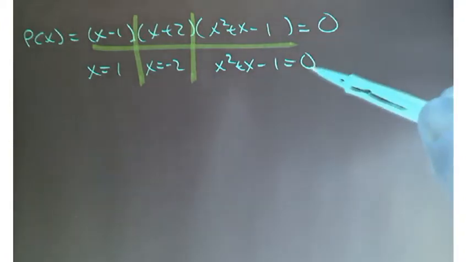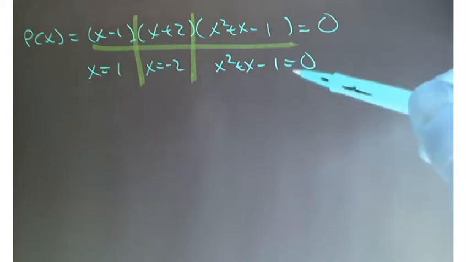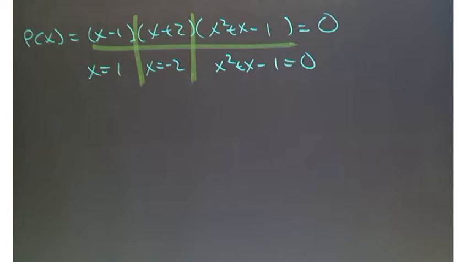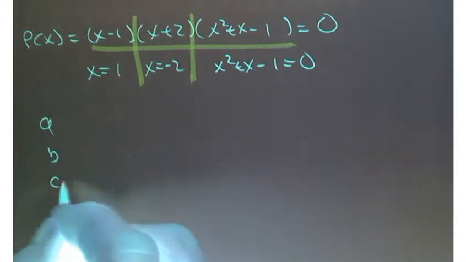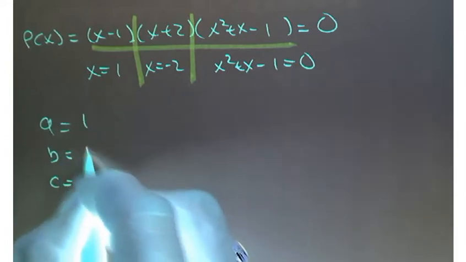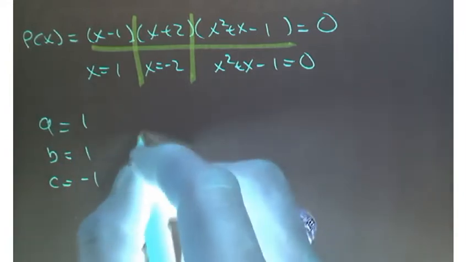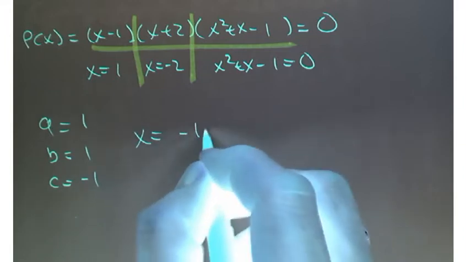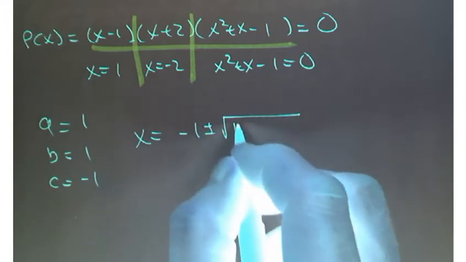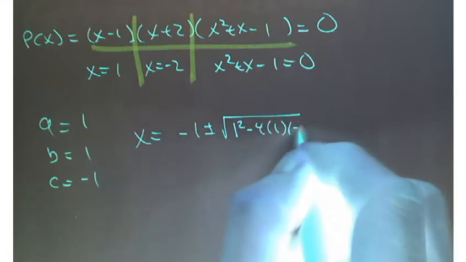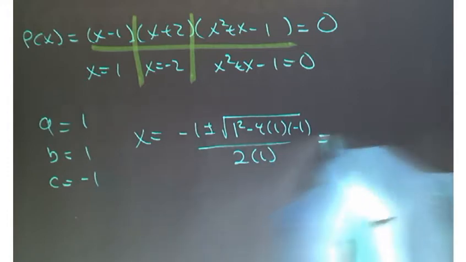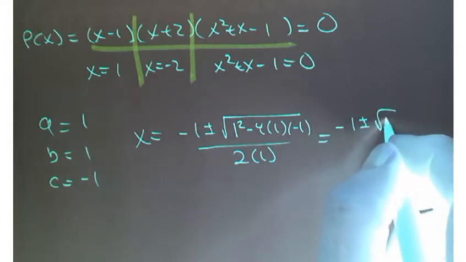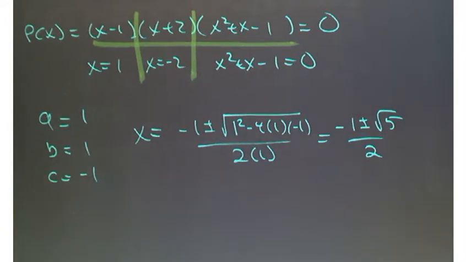Some help for Fadi? How do I find where this is actually equal to 0? Quadratic formula, right? So if you look at it and you're like, I don't know how to factor that, then it's quadratic formula. So that's A, B, and C. 1, 1, negative 1. So x equals a negative of 1 plus or minus the square root of 1 squared minus 4 times 1 times negative 1 all over 2 times 1. Or in other words, negative 1 plus or minus the square root of 5 over 2. So those are your other two solutions.